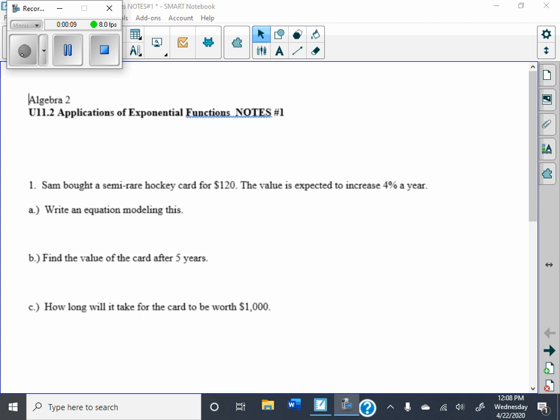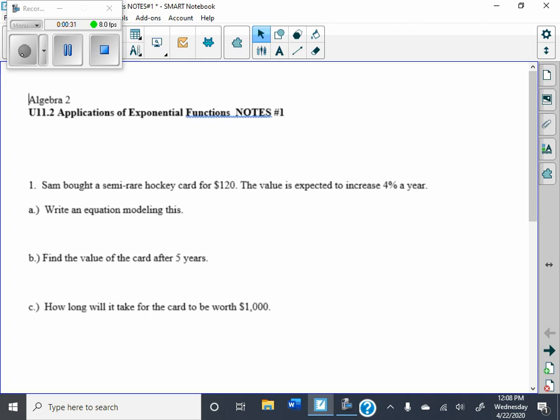Today we're going to look at how we can use exponential equations to solve some word problems. This is going to be a two-part set of notes. Today we're doing part 1, and then Thursday will be part 2. Part 1 looks at word problems, and there are percents in these problems.